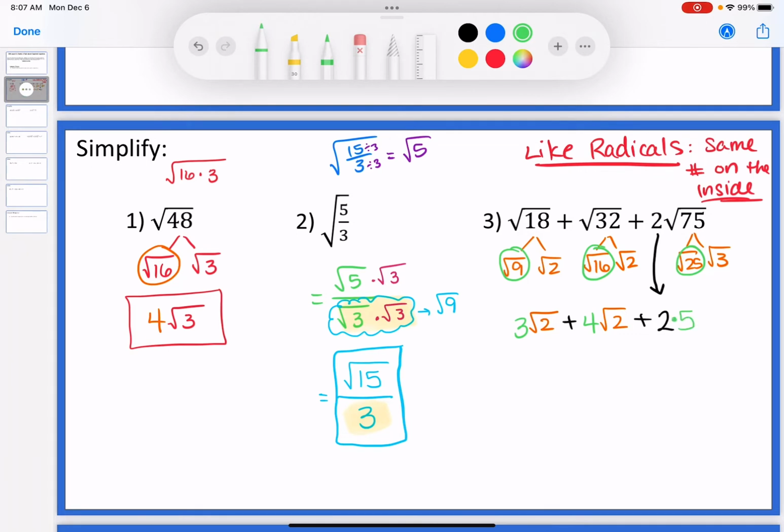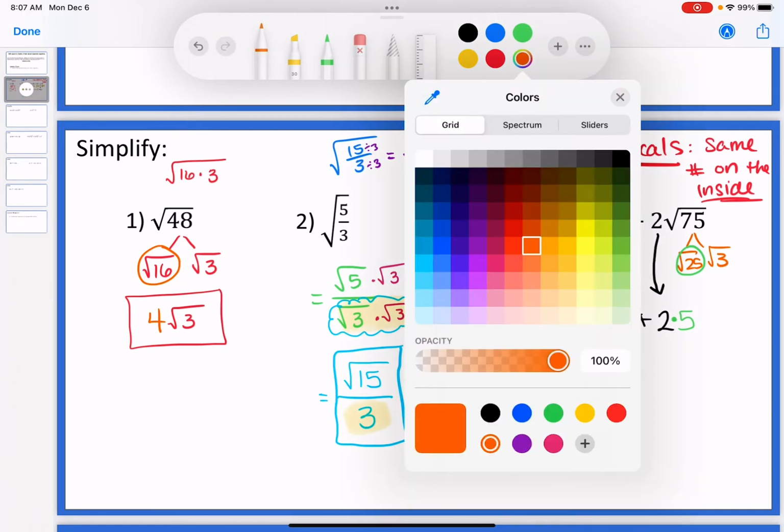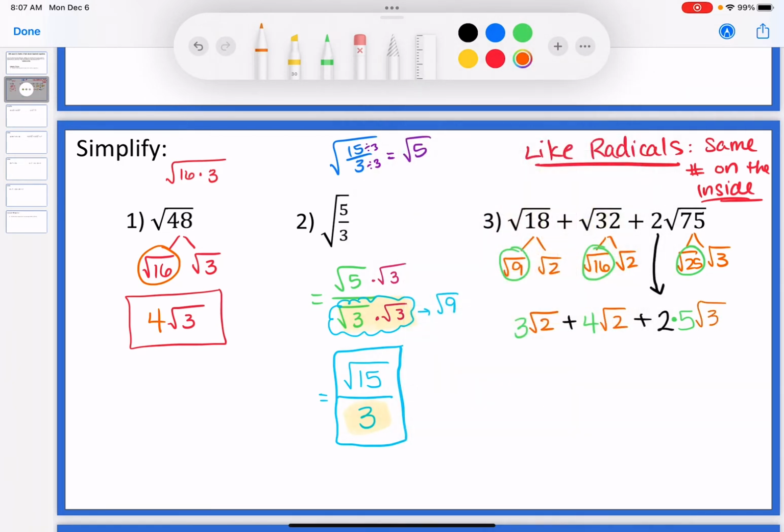Remember, all of these, when we have factors like this, we're multiplying them together, right? 25 times 3. So if I pull something out to the front, anything that's already out there is multiplied times that radical, so I have to multiply those things. So 2 times 5 out in front, the radical 3 is staying there. Okay, so if I simplify a little bit more, this looks like I have 3 radical 2 plus 4 radical 2 plus 10 radical 3, right? I'm multiplying those two together out front.